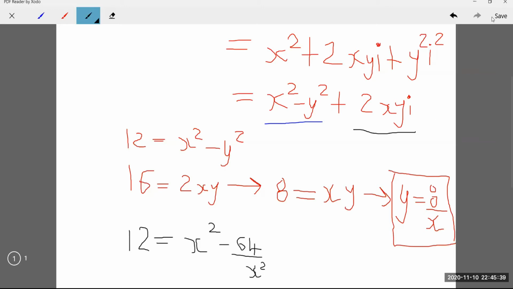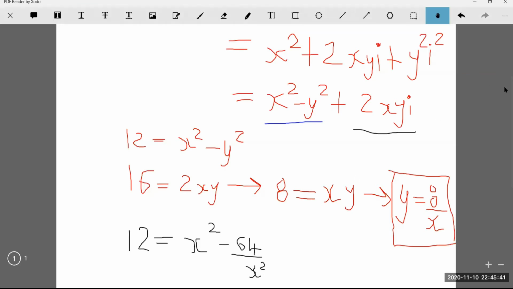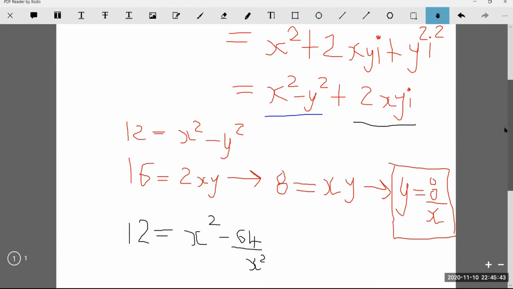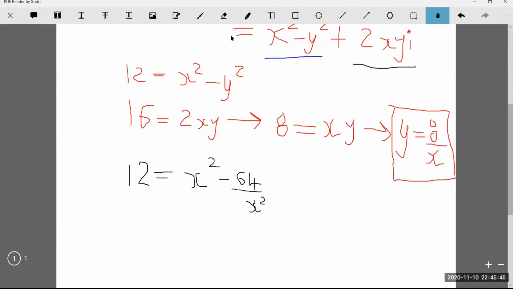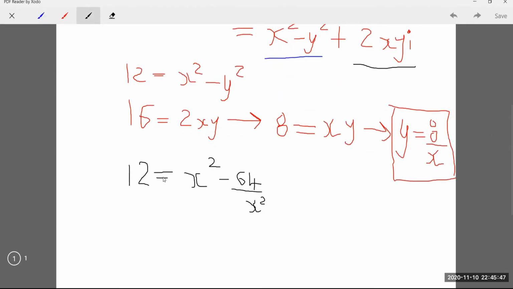Now when we get to this stage, this looks like it's going to work out to be a quadratic equation. How do we know that? Well, we don't like to work with x squared in the denominator, so we'll multiply the entire equation through by x squared.